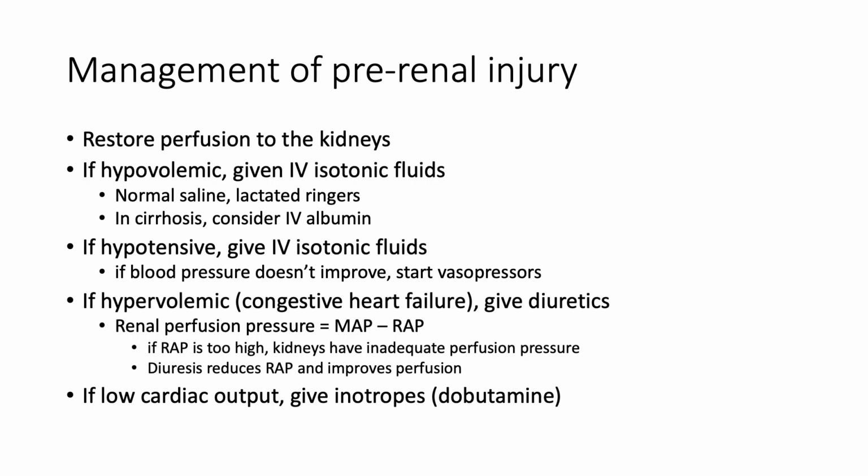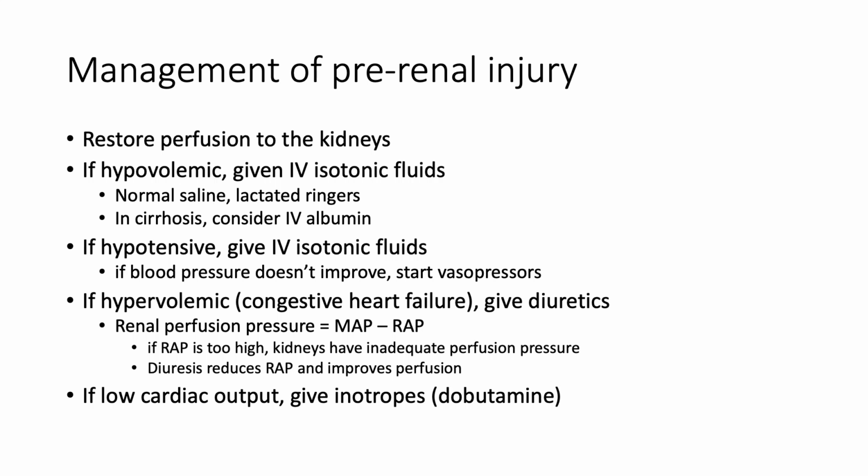So how do we manage a prerenal acute kidney injury? The main goal is to restore perfusion to the kidneys. And so obviously if the patient's dry, we want to give them fluids. Typically we do that with isotonic fluids like normal saline and lactated Ringer's. If the patient has liver disease like cirrhosis, we'll often give them albumin instead of isotonic fluids. And then if they're hypotensive, you're also going to give them isotonic fluids. And if their blood pressure doesn't get better, then we could start vasopressors like norepinephrine or epinephrine to keep their blood pressure high to improve perfusion to the kidneys.